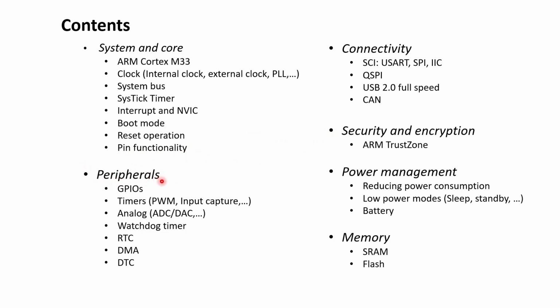So the next part is peripherals like GPIO, timer, PWM, input capture, etc. Analog like ADC, DAC, watchdog timer, RTC, DMA, and DTC. So next is connectivity. It's all of the common protocols like UART, SPI, I2C, QuadSPI, USB 2.0 full speed, and CAN protocol. About security and encryption, we explore TrustZone. This is most important for security and data protection.